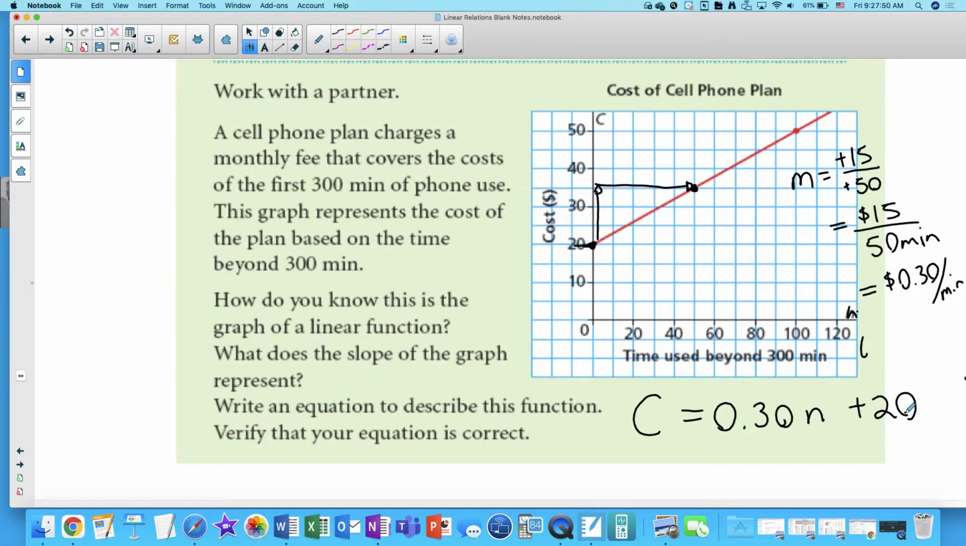Oh, sorry. Yeah, go ahead. The initial cost for the overtime? Yeah, so this represents 0 on the n-axis, the number of extra minutes beyond 300. Okay, so the $20, what's that going to cover? The first 300 minutes, exactly. So this $20 is the first 300 minutes, and then after that we have to pay 30 cents per minute.